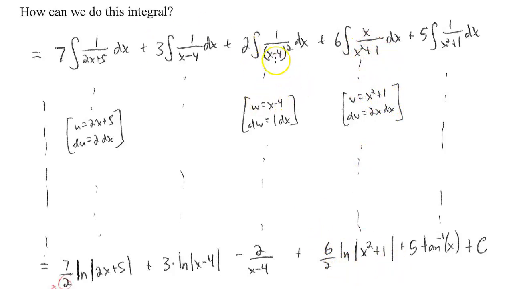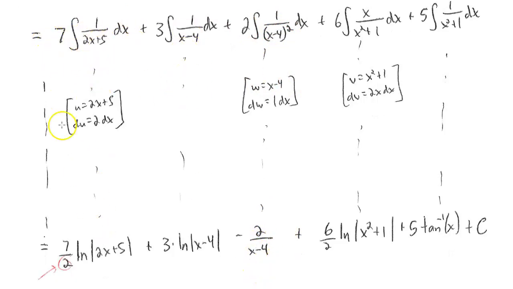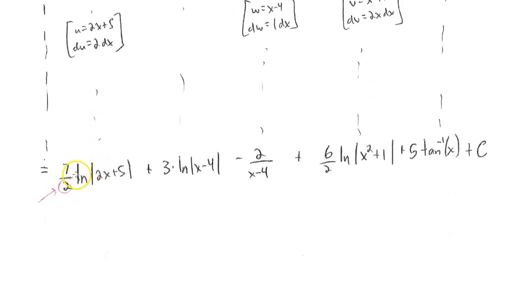Okay, this one's going to involve a w substitution where we have like a 1 over w squared, so we don't have a natural log here. But these ones do involve natural logs, and this one has a 7/2 natural log of the absolute value of 2x plus 5, because when we did our u substitution, we ended up with a 2 there. So that's why we have this 2 down there.